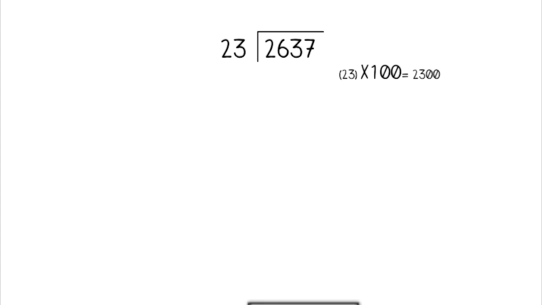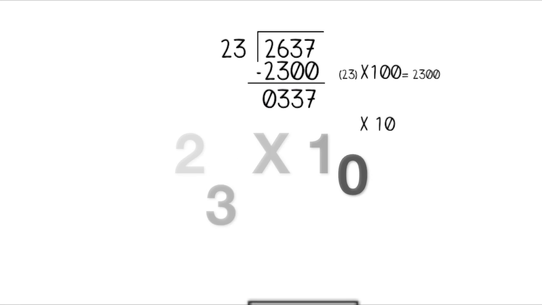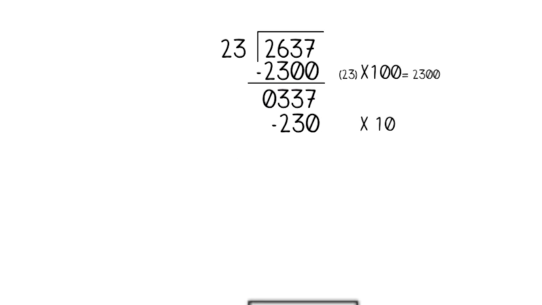Now we can take away a group of 2,300 from 2,637 by subtracting it. Now we want to try to fit 23 into 337. Again, let's make the place values the same. This time we multiply by 10 to get 230. See how the digits match up again? To take away one group of 230 from 337, we need to subtract again.